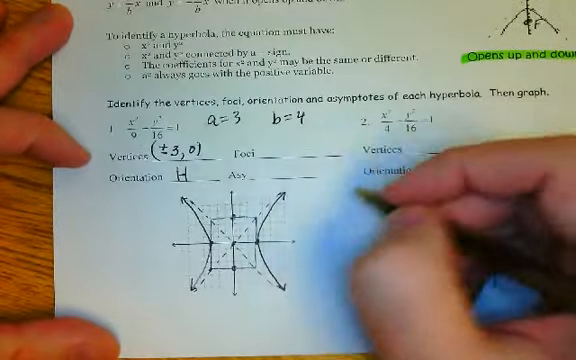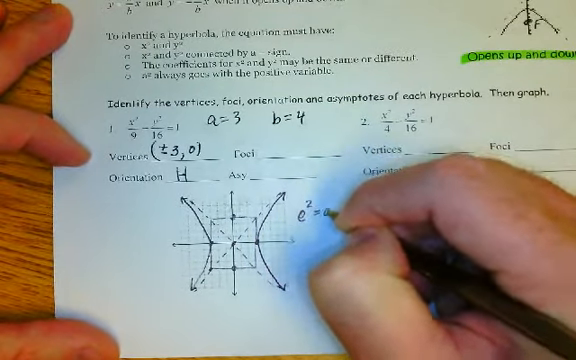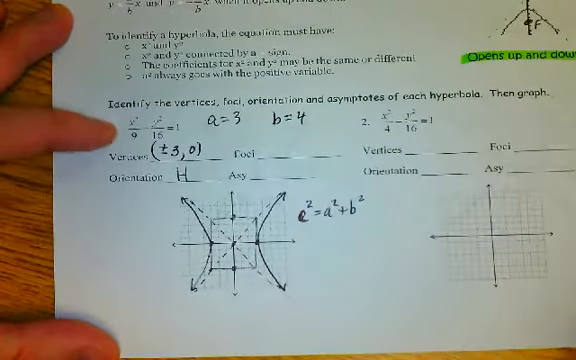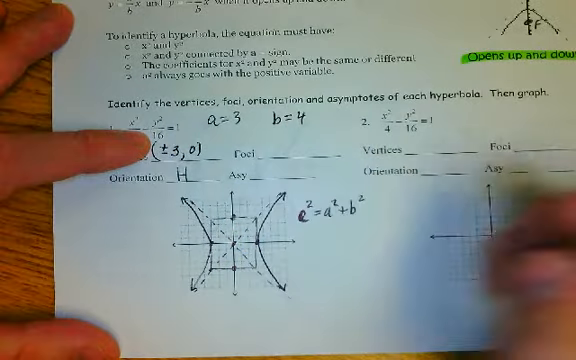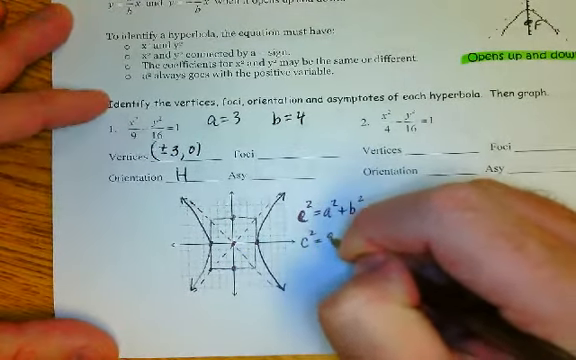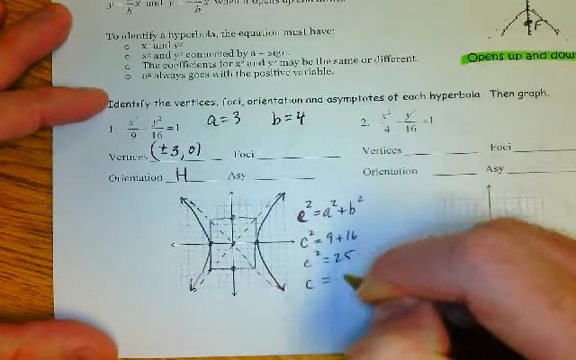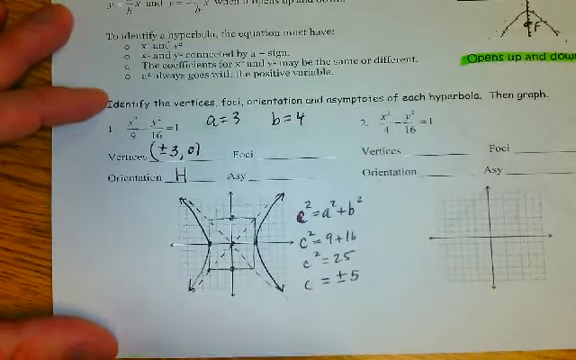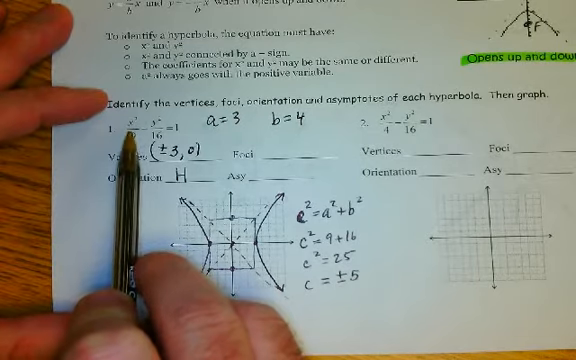Okay. My foci are now in the equation c squared equals a squared plus b squared. That's supposed to be a c. All right. A squared in my equation is already 9. B squared in my equation is 16. So c squared is 9 plus 16, which means c squared is 25, which means c is plus and minus the square root of 25, or 5, from the center in the major axis direction.